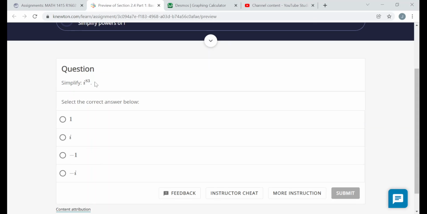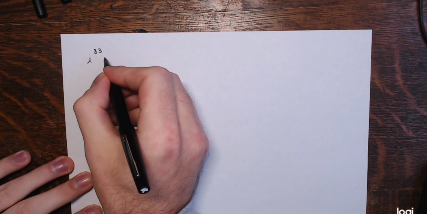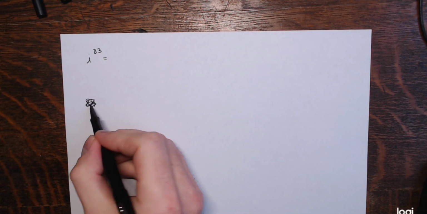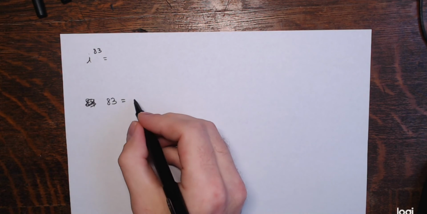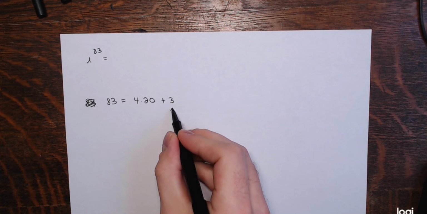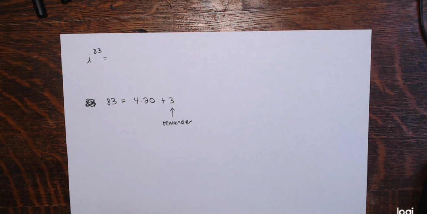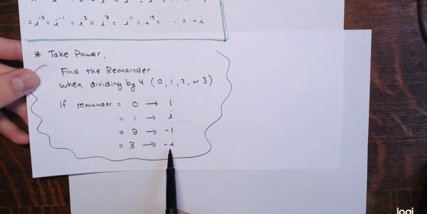All right, so I'm going to write that out. So I to the 83rd power. Now again, you're going to take 83, and think of how many times 4 goes into it. 83 is 4 times 20, that's 80 plus 3. So the remainder is 3. And you can just do the shortcut I wrote up earlier. If you know the remainder is 3, then it's going to simplify to -I.